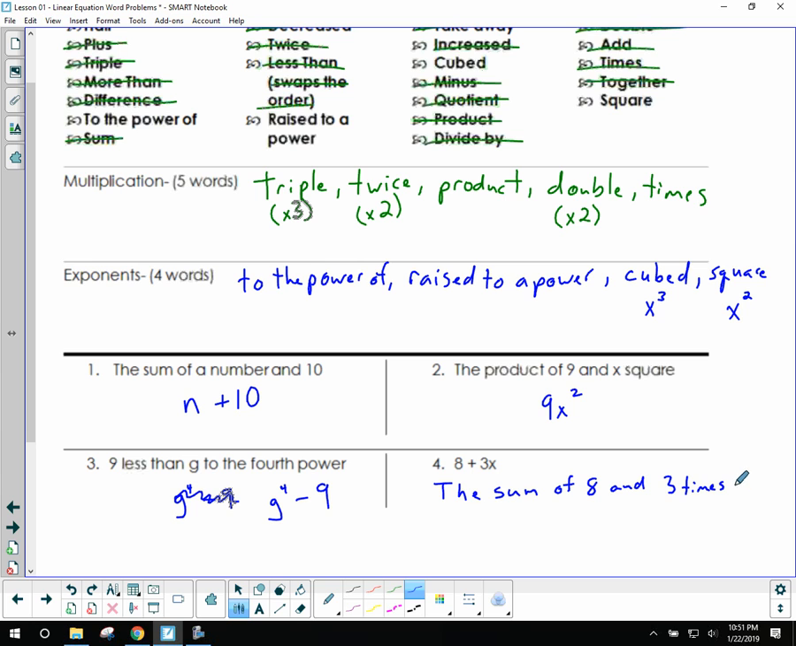That one could have worked. I mean, it's almost up for debate as far as how you could write this. But I think the sum of 8 and 3 times a number is good. So, there you go. Moving on. Again, go ahead and pause the video, try this out, and let's compare answers.